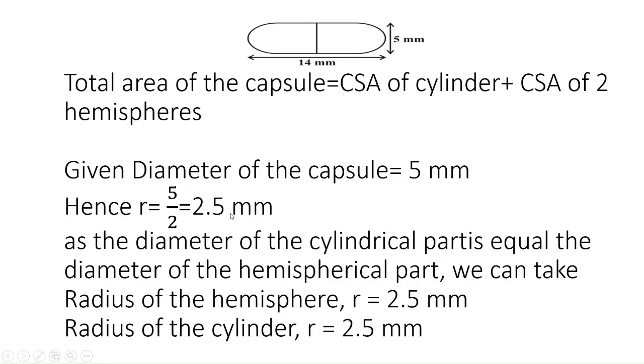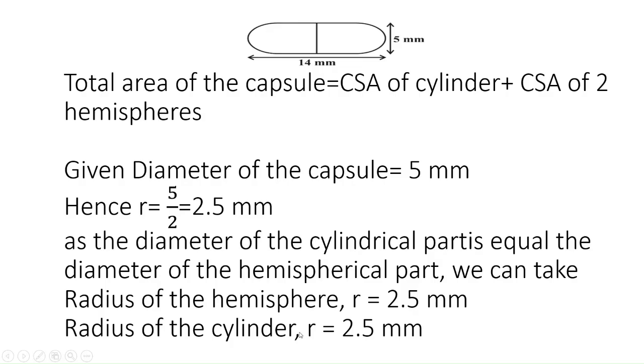Okay, and we have concluded that the capsule shape itself is telling that the diameter of the cylindrical part is equal to the diameter of the hemispherical part. So we can take the radius of the hemisphere also as 2.5 mm. Okay, so it is very clear. Both the hemispheres are stuck onto this particular cylinder at both ends. That's why we are taking the radius of the hemisphere also as 2.5 mm. This point should be very clear.